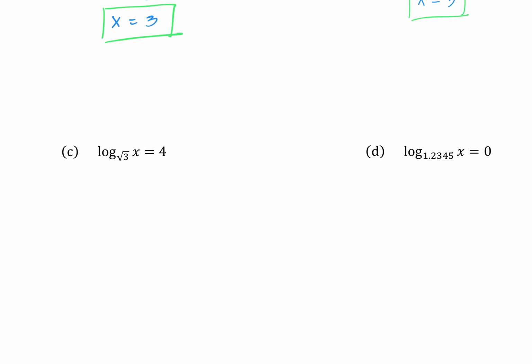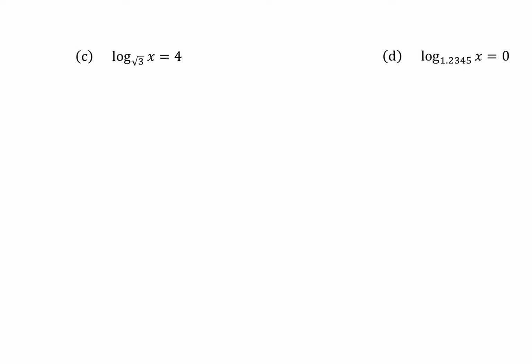And we'll do a few more. Part C, I have log base square root 3 of x is equal to 4. This time I'm solving for the argument x. Rewrite it as base would be the square root of 3. The exponent is 4, and that's equal to x. So the square root of 3 to the 4th power is 9. And I'm done. X is equal to 9.